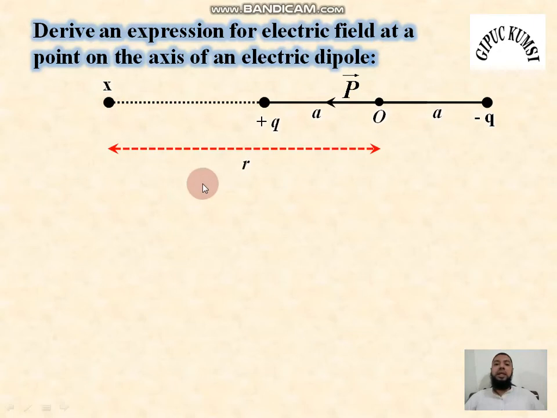This point x is at a distance of r from the center of the dipole.